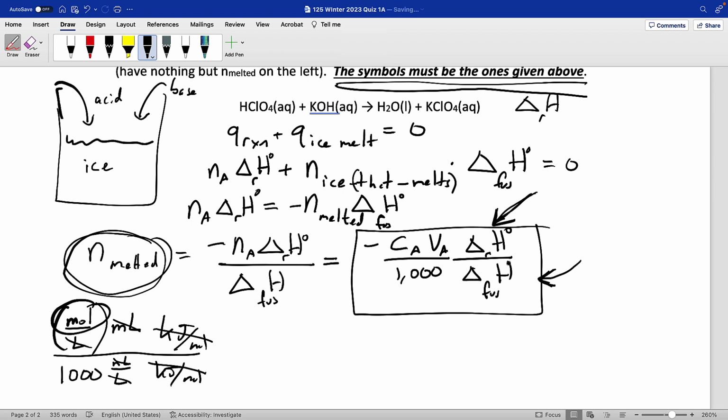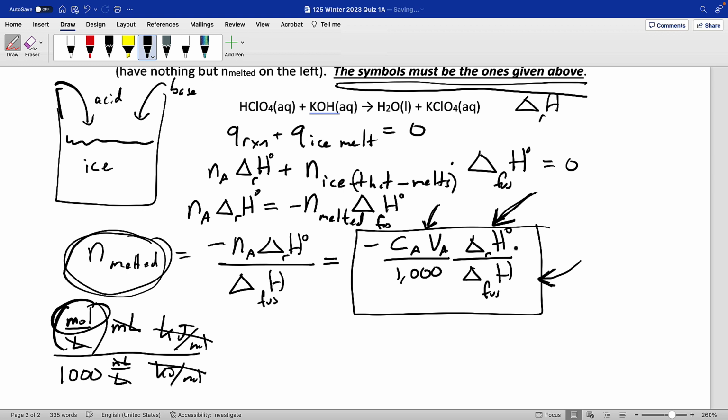So if it took 1 billion joules to melt a mole of ice, we would hardly melt any ice at all, right? Okay, what about this other part, this concentration times volume part? Well, the more concentration of acid and the more volume of acid, as long as we balanced it with base, which we said we did, the more ice we're going to melt. So that makes sense. So stop and look and see if what's on top and bottom makes sense.